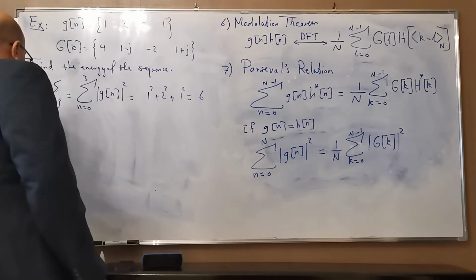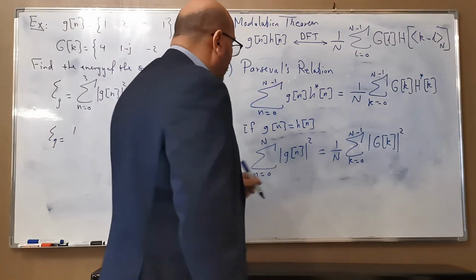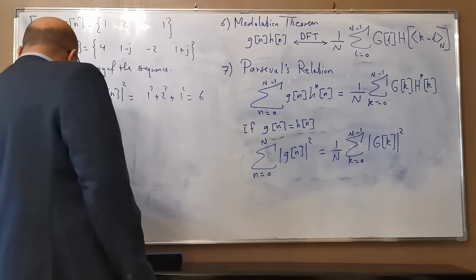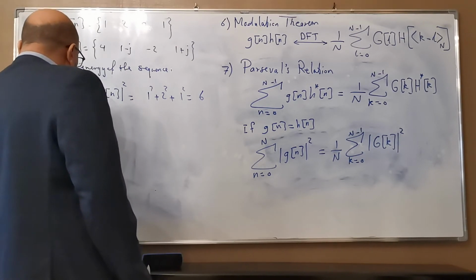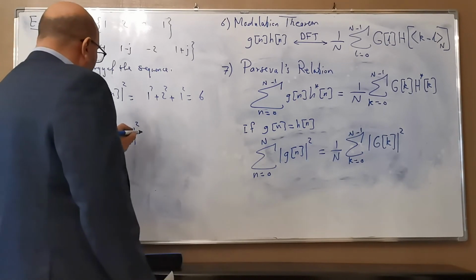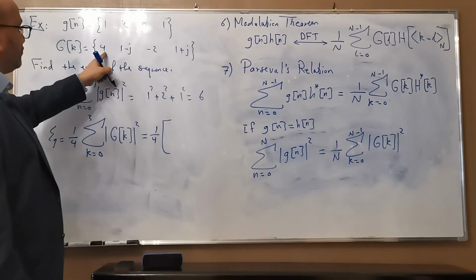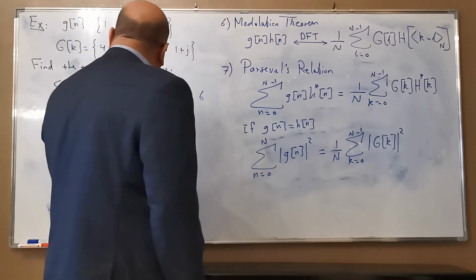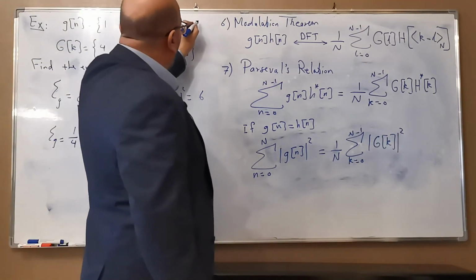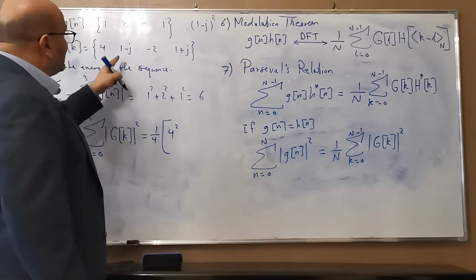We also can find E sub g equal to 1 over 4. You have 4 elements, summation from k equals 0 to 3, magnitude of G of k squared. And this equals 1/4 times, the first one is 4, so it's 4 squared. It's a real value. The second one is complex. Please be careful that this one is not 1 minus j squared. This is the magnitude squared. This is a complex quantity.